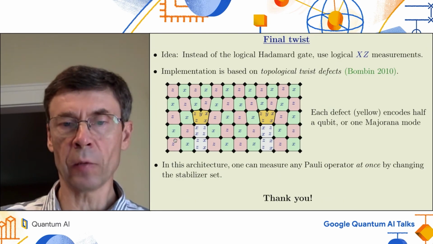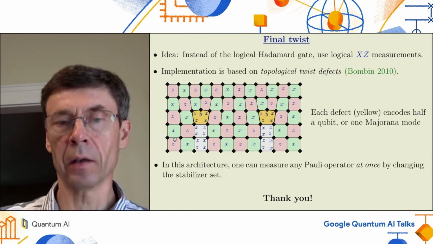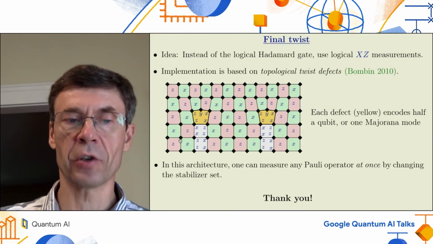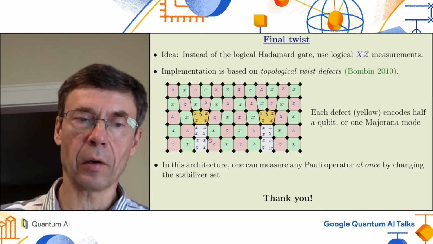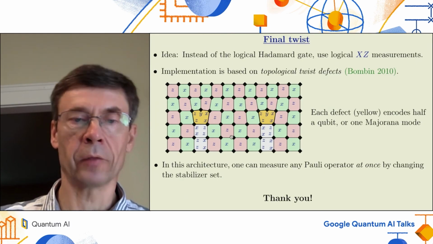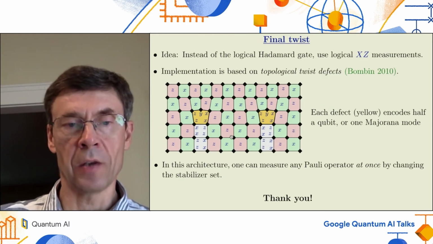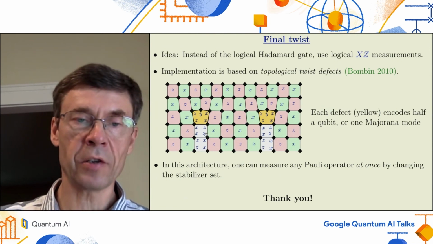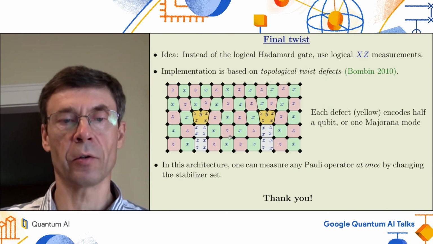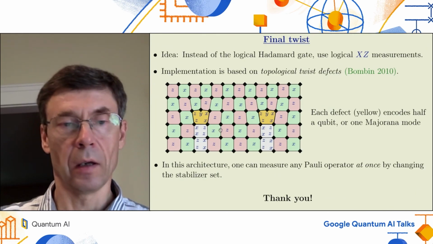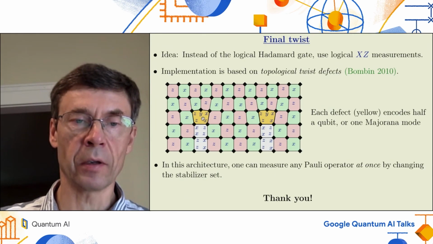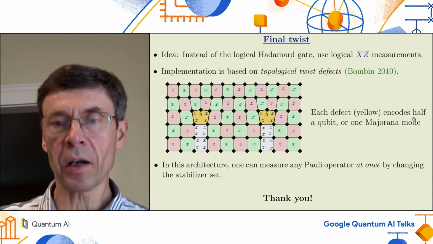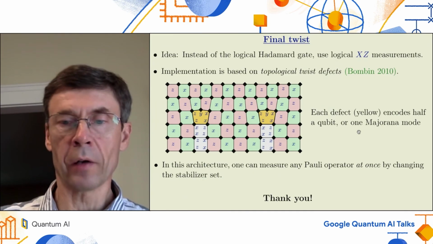When we cross such a line, when a charge crosses such a line, it becomes a vortex. A vortex crossing this line becomes a charge. And if we run a particle around such a defect, a charge becomes a vortex, and a combination of a charge and a vortex, a so-called E-particle, may just dissipate the defect. Each defect encodes half a qubit, or 1 Majorana mode.